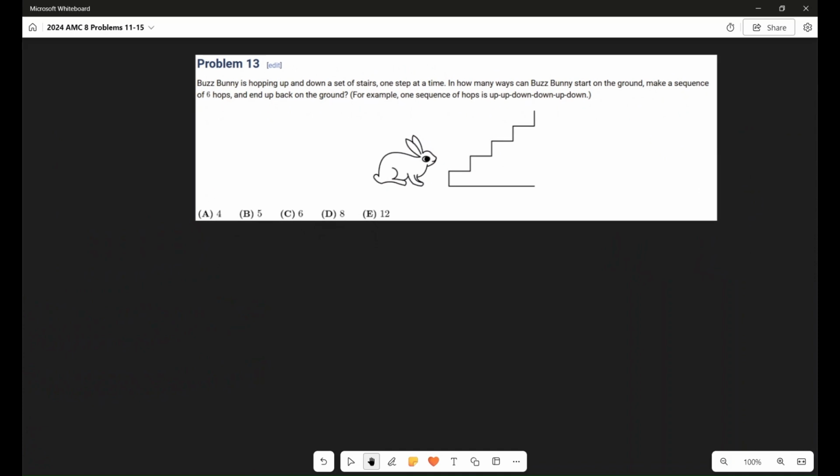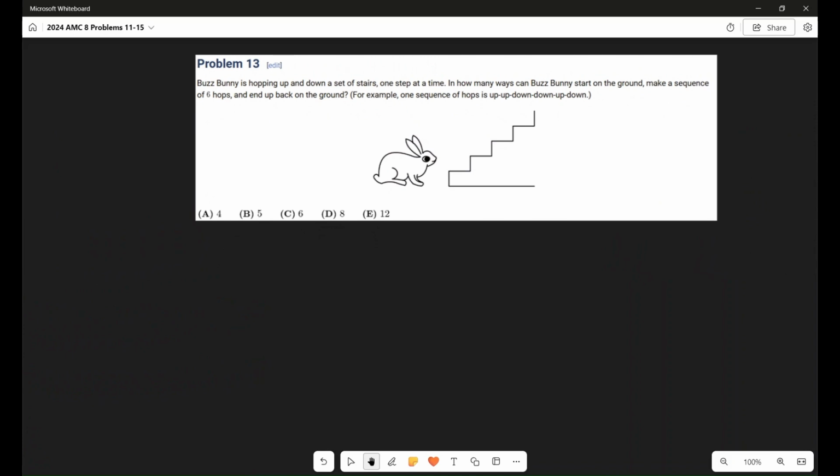Problem 13. Buzz Bunny is hopping up and down a set of stairs one step at a time. In how many ways can Buzz Bunny start on the ground, make a sequence of 6 hops, and end up back on the ground? For example, one sequence of hops is up, up, down, down, up, down.